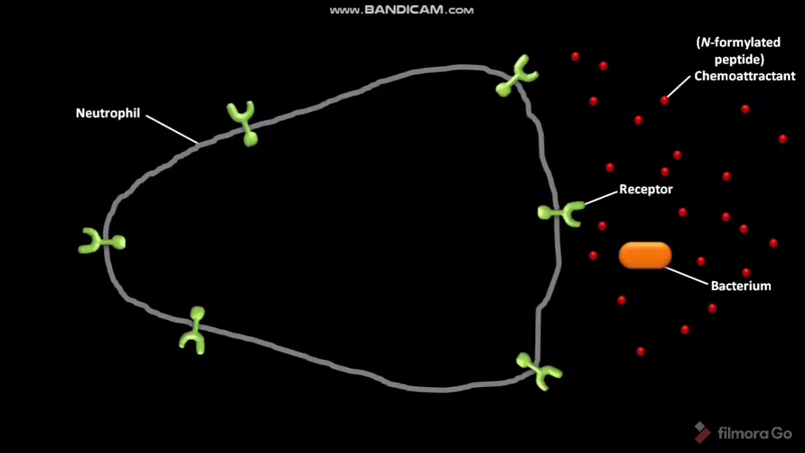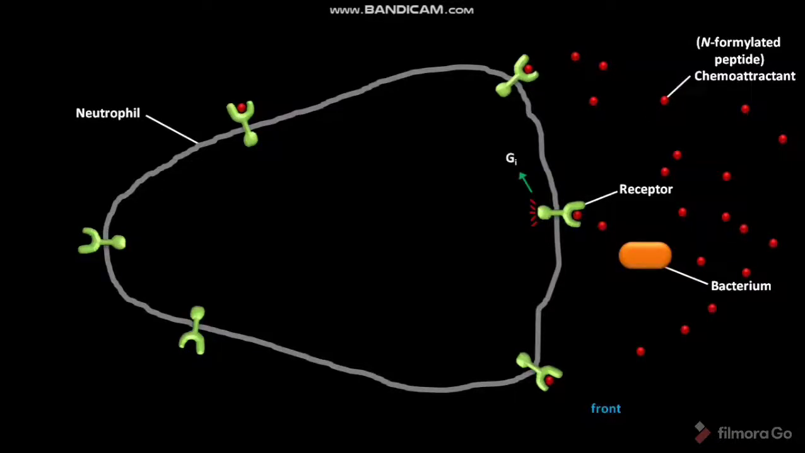The chemoattractants released by the bacterium then bind to the G protein coupled receptor present at the front side of the neutrophil. These bound chemoattractants are recognized as foreign by the neutrophil. After the chemoattractant binding, the G protein coupled receptors become active. The active G protein coupled receptor then stimulates a G protein called Gi.